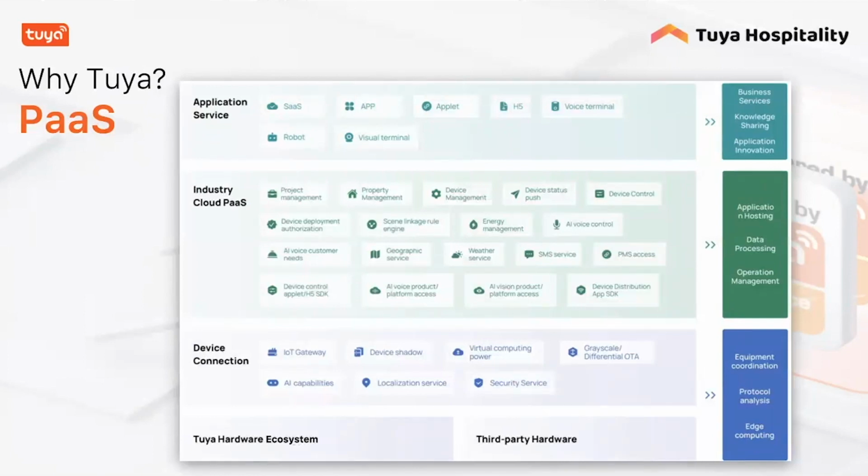At the bottom, you can see that when running a PaaS program, you'll be able to utilize not only hardware powered by Tuya, but also third-party hardware. On the next row up, you can see all the APIs related to smart device control. Then up from this, you can see all the functionalities you may need when running a smart hospitality business, such as access control and hotel management.